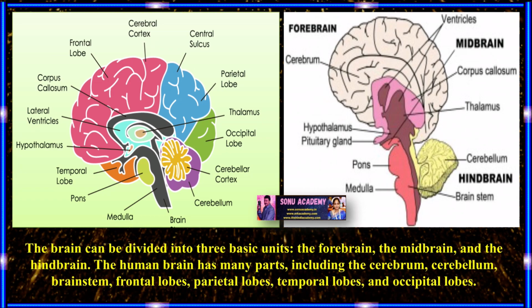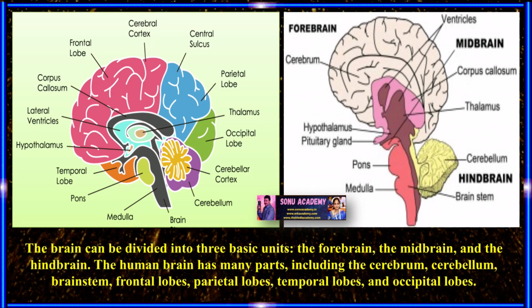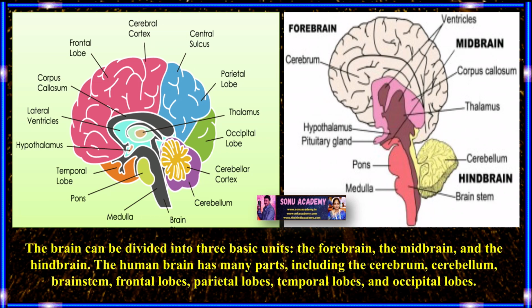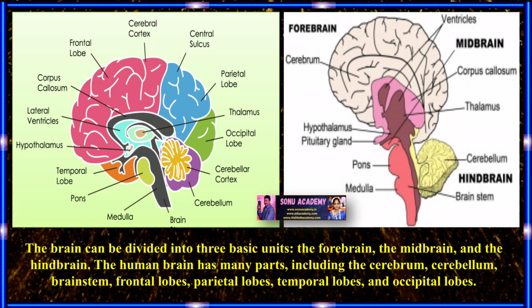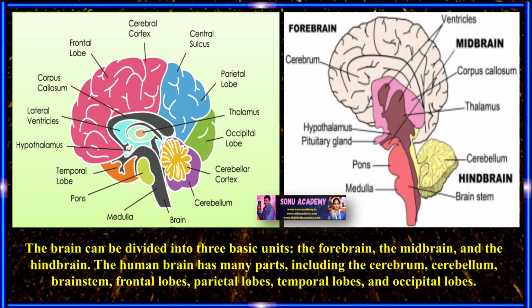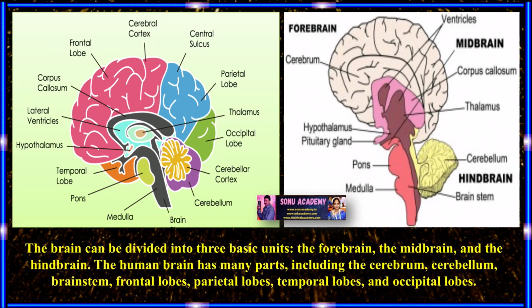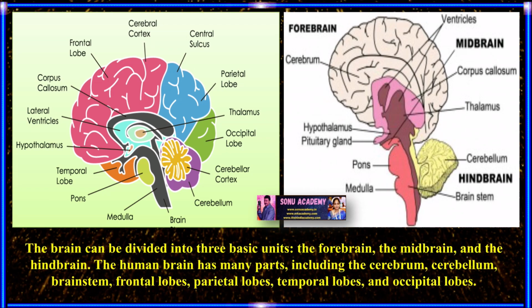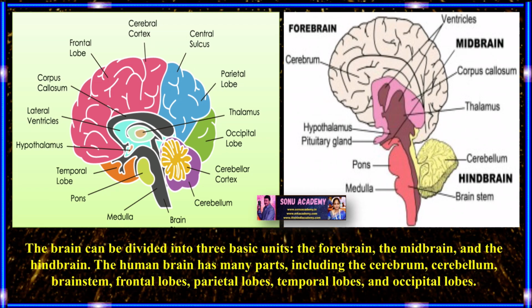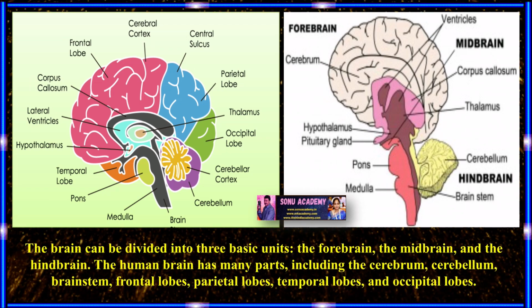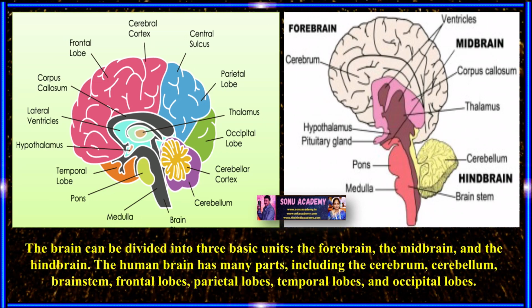Children, now let us discuss the parts of the human brain. Following are the major parts of the human brain. The brain can be divided into three basic parts: the forebrain, the midbrain, and the hindbrain. The human brain has many parts including the cerebellum, cerebrum, brainstem, frontal lobes, parietal lobes, temporal lobes, and occipital lobes.